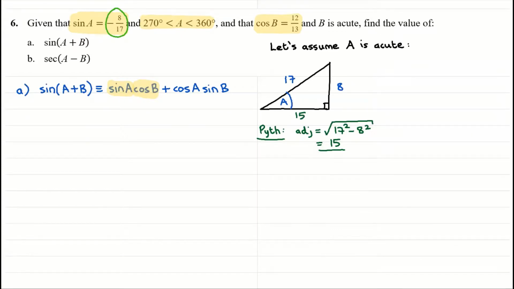Now, we're in a position to state what the cosine of A as an acute angle is going to be. So therefore, the cosine of A, and I'm just caveating that, A is an acute angle, so it's going to be 15/17. Okay, for A as an acute angle. Now we use the CAST diagram, and we decide whether this is going to be 15/17 or negative 15/17.